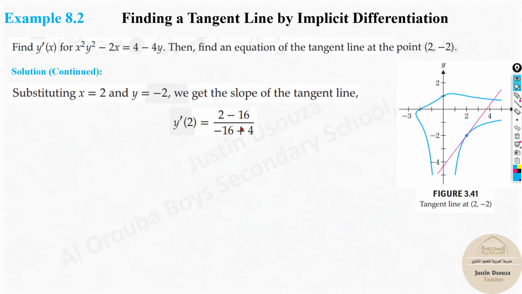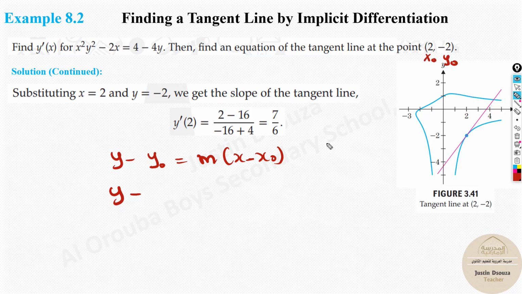Here, once we found out that it's 7 by 6, now you should just remember the slope equation, the point slope equation. I'll just write it out over here. It is y minus y naught equals m into x minus x naught. This y value will remain as it is, but y naught is given here. These given values are considered as x naught and y naught. Now y naught is basically minus 2, so y minus (minus 2) equals m, which is 7 by 6, times x minus 2.